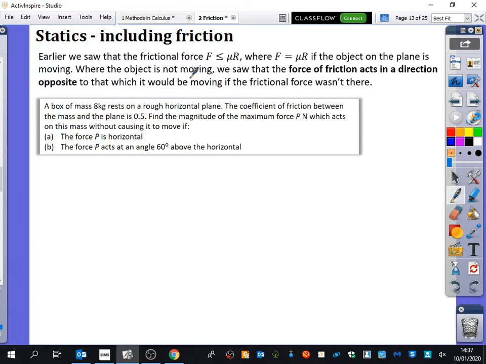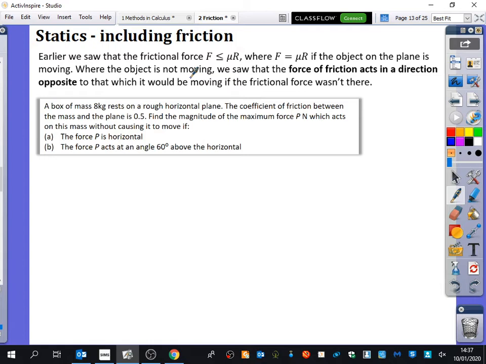Now, that all sounds a bit confusing. I find I read that and it doesn't necessarily make that much sense. But all it's really saying is, if something is moving in one direction, the friction is going in the opposite direction. If something was about to move down the slope, the friction would be going up the slope. If you were trying to make something move up the slope, the friction would be going down, okay?